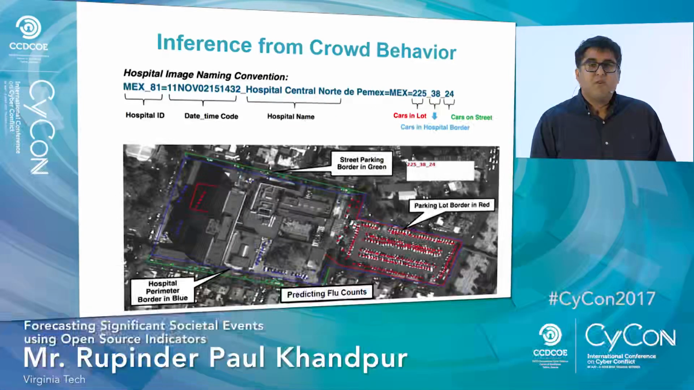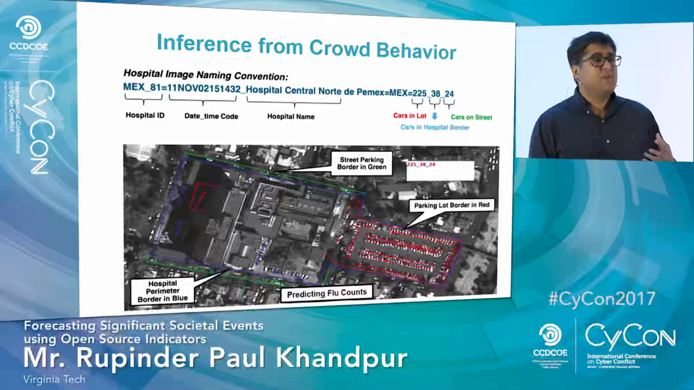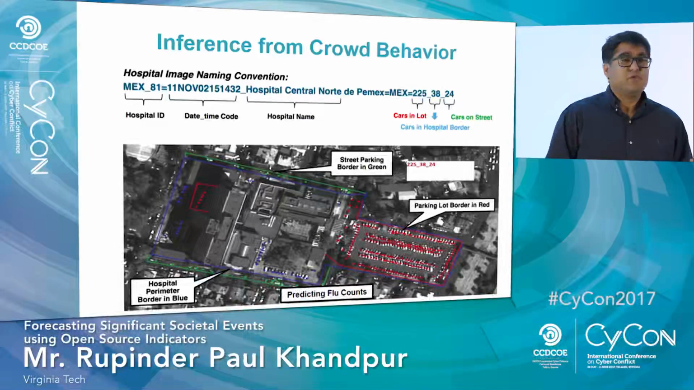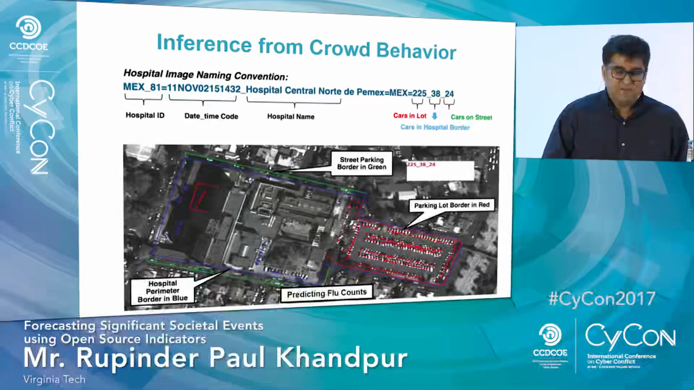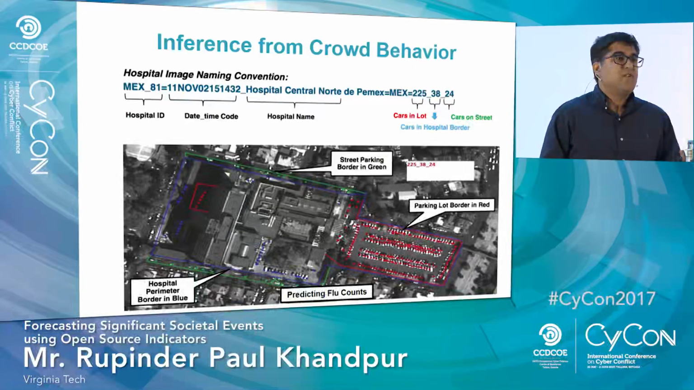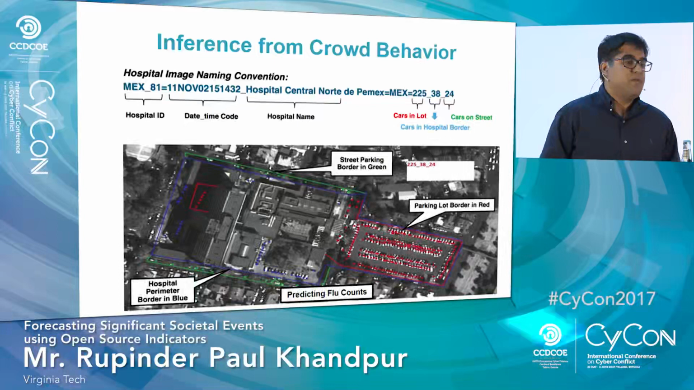And what we were looking for was how crowded parking lots in hospitals in the Latin American region are. And this gave us a very good proxy indicator to predict flu counts. So, for example, these are the parking lot boundaries, and the more crowded they are, that's a surrogate for a flu epidemic that's bound to happen.